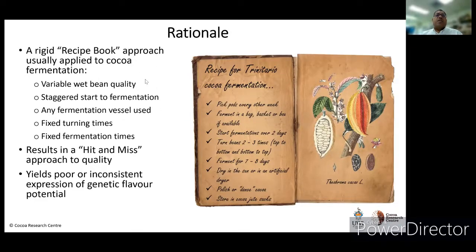The rationale for this work arising from the gaps is that a rigid recipe book approach is usually applied to fermentation, with fixed practices and fermentation times, etc., that actually occur in a very dynamic environment. Certain things need to be flexible, and this hit and miss approach to quality often results in poor or inconsistent expression of genetic flavor potential.